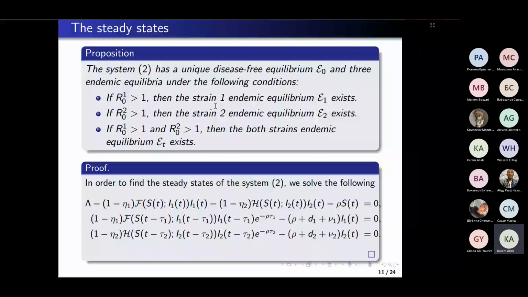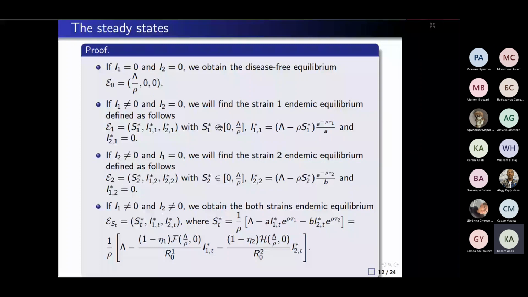And if I1 and I2 are zero, we obtain the disease-free equilibrium. This is very easy to find. It is lambda divided by rho. But if the first infection is not equal to 0 and the second is equal to 0, we will have this formula. This formula is easy to find.